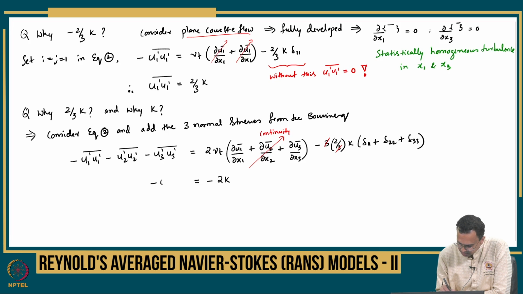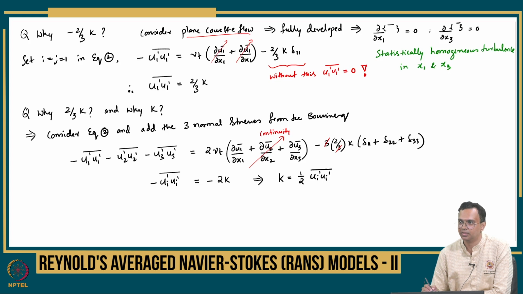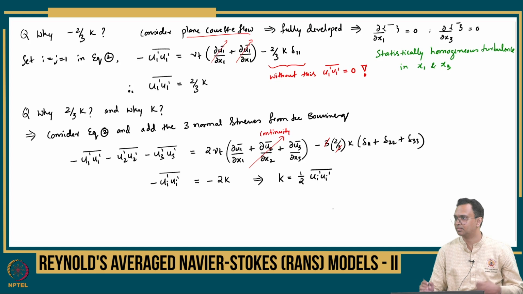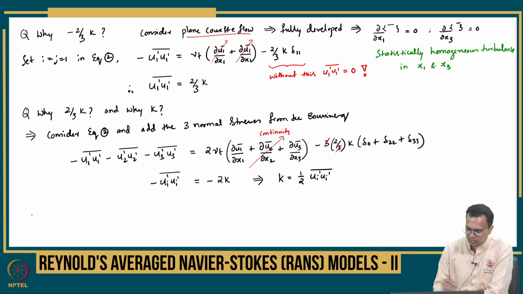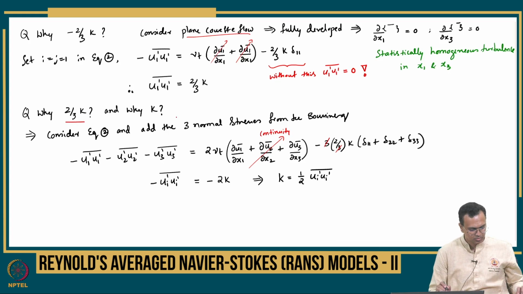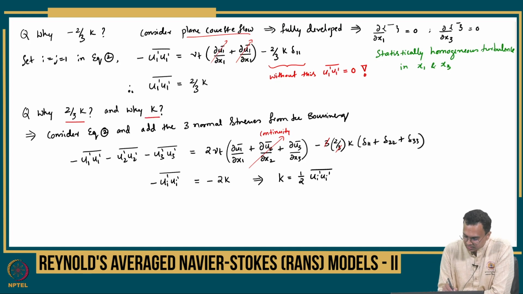And this one, what can I write this part as? From your tensor rules, I can write it as minus ui prime ui prime, summation of 3 terms. And what is this giving me? k is equal to half ui prime ui prime. Is this what we learnt in the theory course, turbulence kinetic energy? So it is not arbitrary here. If you look closer, it is revealing some nice information, and therefore 2/3 k is used here, and k is used here because of this particular reason. So we will see why 2/3 k is coming into the picture.